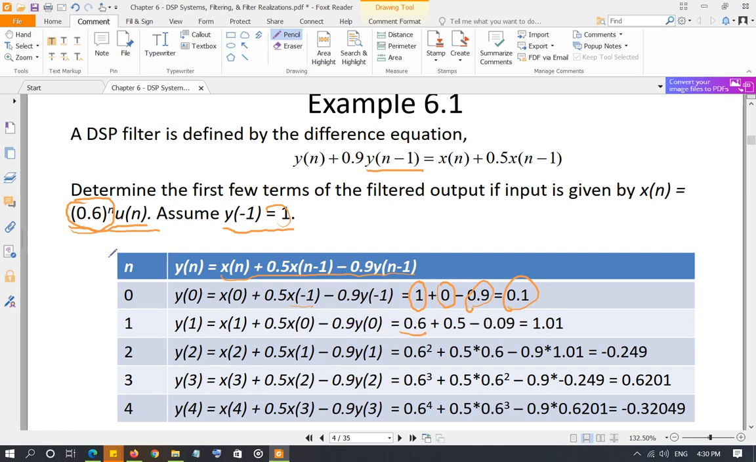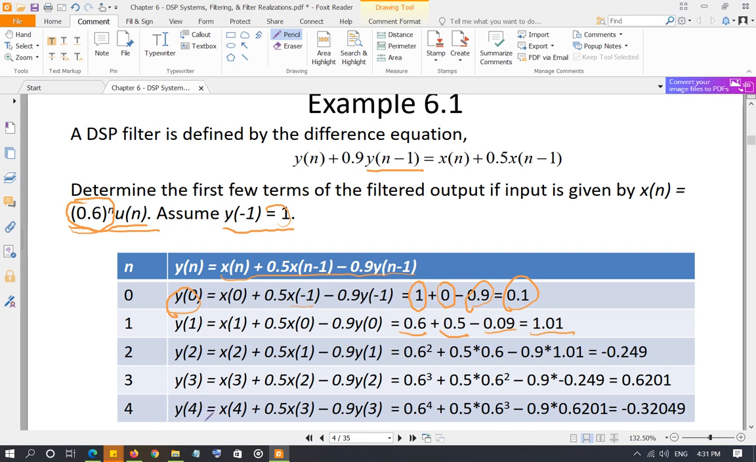X of 0 is 0.6 to the power 0, 1. So 0.5 times 1, 0.5. And y sub 0 is the last value, so that was 0.1. So 0.9 times 0.1, which is 0.09. So y sub 1 is going to be 1.01. And the same way you're going to figure out the rest of the values.